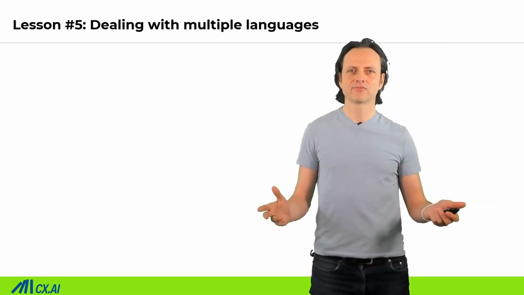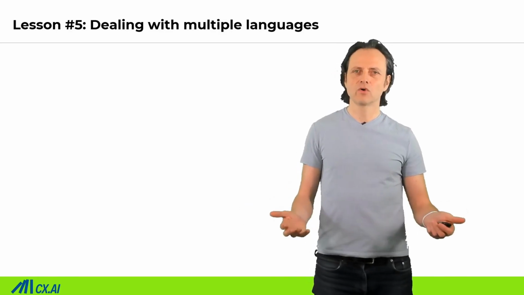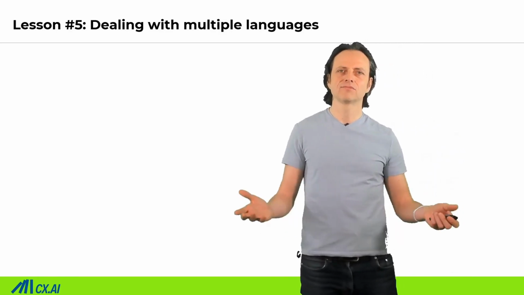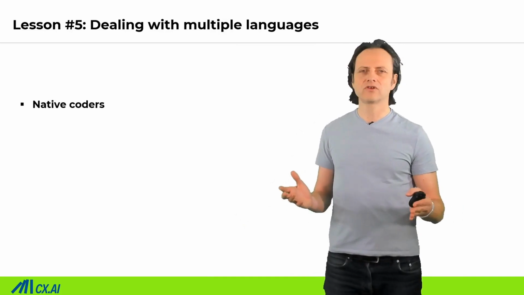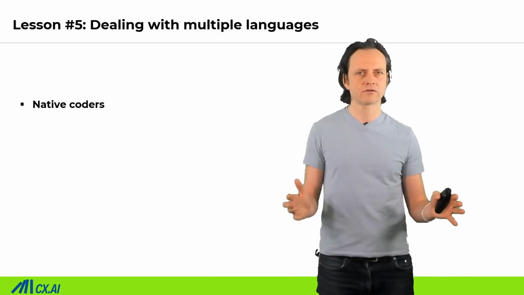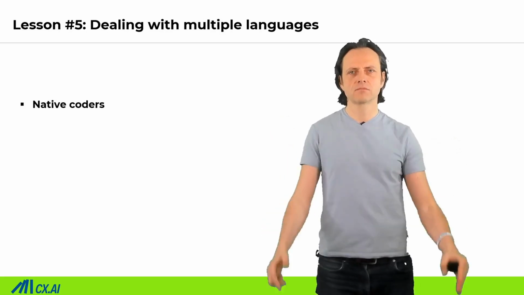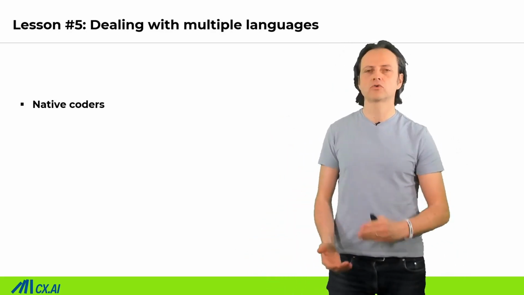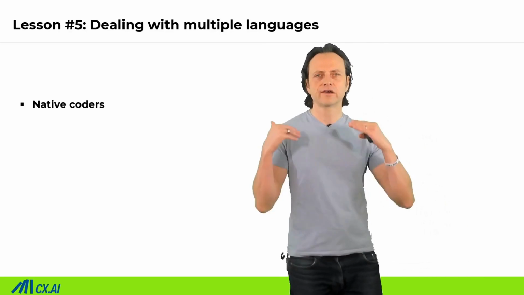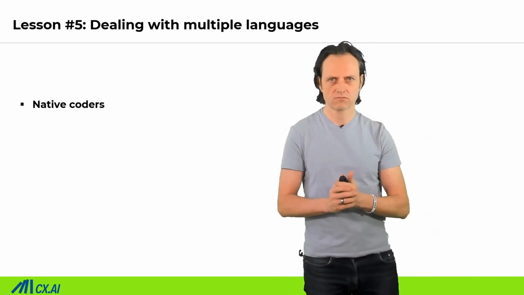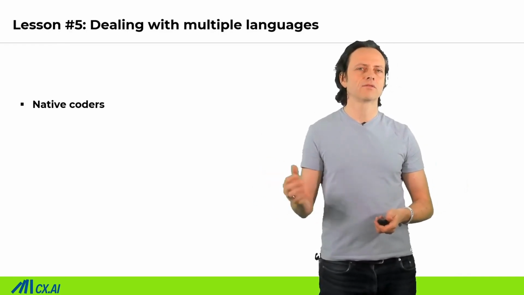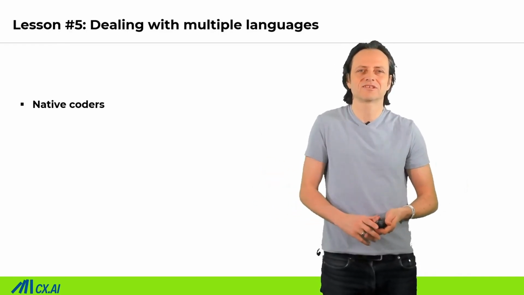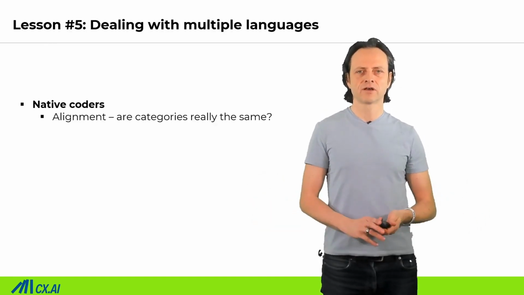Good. Lesson 5. Dealing with multiple languages. If you're an international company, you have multi-language feedback, right? And the question is, how are you dealing with that? How are you categorizing it? Of course, the first thing that comes to mind is that we need native coders, native people who take a look and categorize, because they are the best source to really understand what the verbatim means.